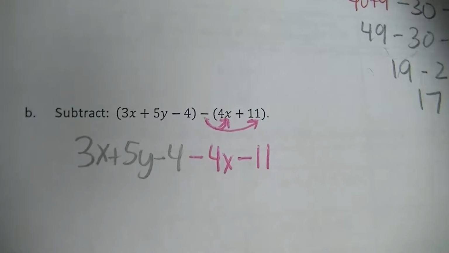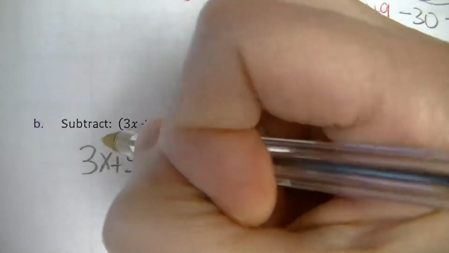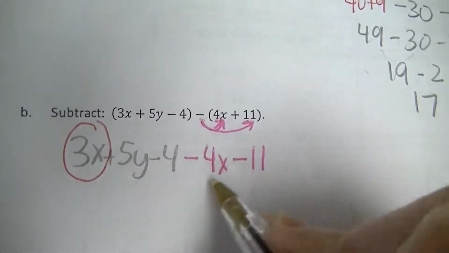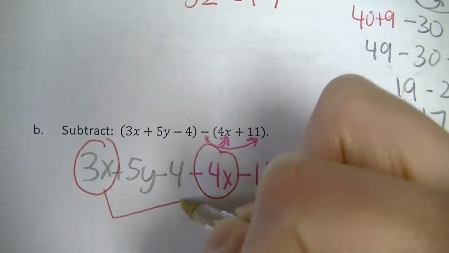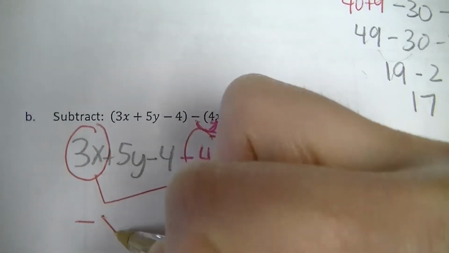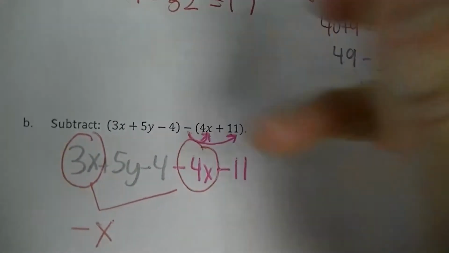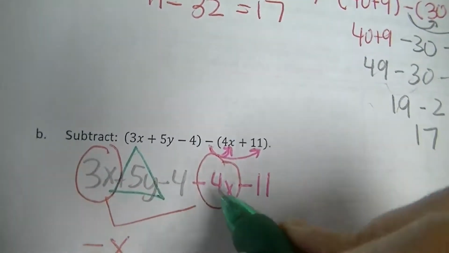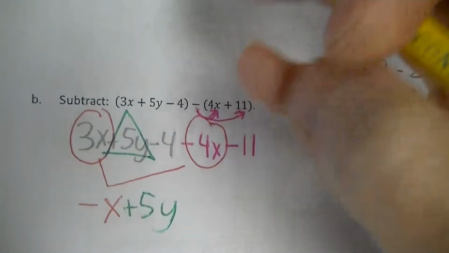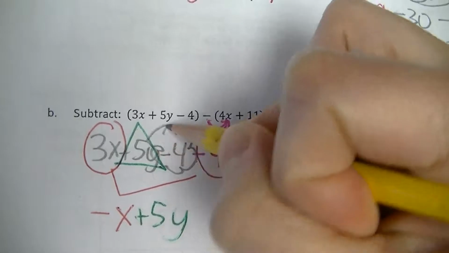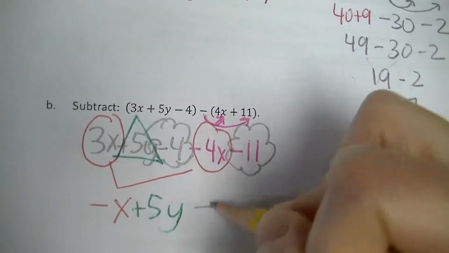Okay, so there's our expression, but we could totally simplify it even further. So I see that I have a 3x, and a minus 4x. 3x minus 4x is negative 1x, or you can write negative x, same thing. And is there anything going with that positive 5y? Nope, so I'll just bring it down. And then the next ones I see are a negative 4 and negative 11. So negative 4 minus 11 is negative 15.